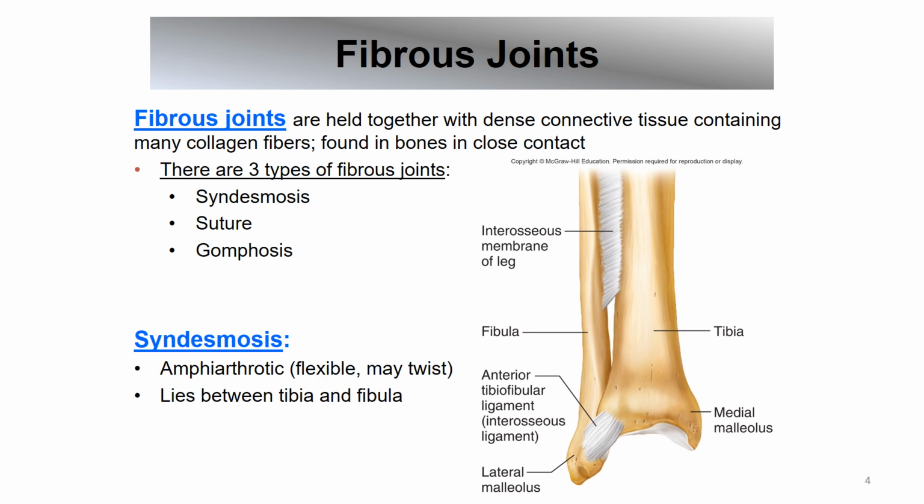With the fibrous joints, these are made up of collagen fibers, so little ligaments holding the bones together. The three types of fibrous joints, know that syndesmosis, suture, and gomphosis are different types. First, syndesmosis. So these are amphiarthrotic joints. A good example is that these are between our tibia and the fibula. Another example is that you would see this between our radius and the ulna bones.